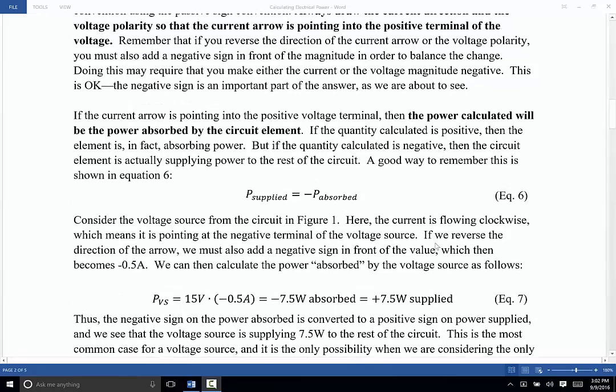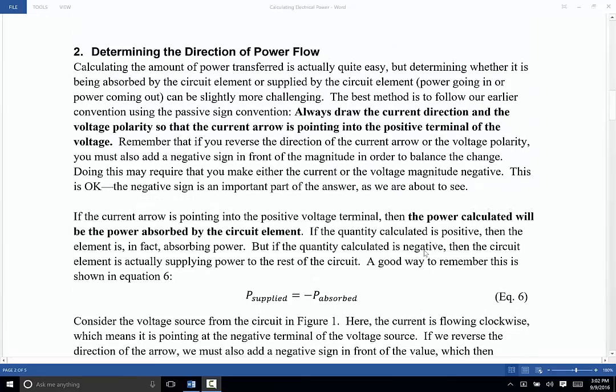So now that we understand how to calculate the quantity of power that's flowing into or out of a device, we want to know which direction it's going. Because of course, if I said I'm going to have a transaction with your bank account that will involve $1,000, you really care about whether that money is going in or coming out.